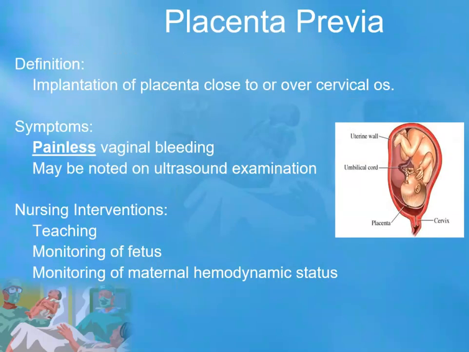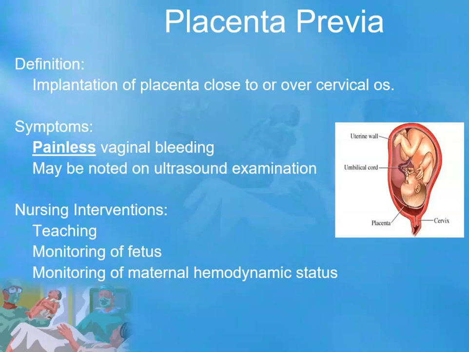So the previa, remember, that's when the implantation of the placenta is close to, or over, the cervical os. One big thing with a previa, they're going to bleed. They might have some spotting, but it's painless vaginal bleeding. There is no pain involved. It's usually bright red, okay? And it might be found on an ultrasound examination that the placenta is covering that cervical os.